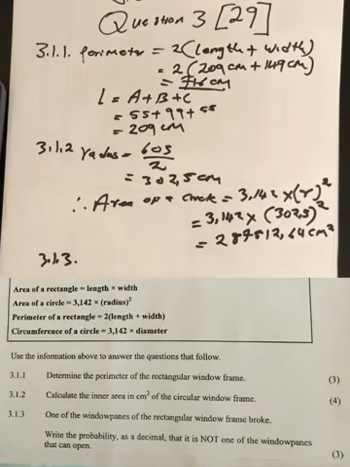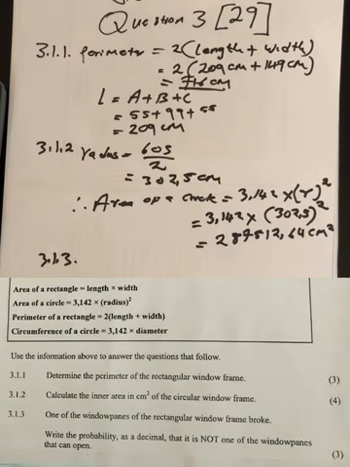3.1.3. 3.1.3 says that one of the window panes of the rectangular window frame broke. Write the probability as a decimal. That is that it is not one of the window panes that can open. We must write the probability of that it is not one of the window panes that can be opened.